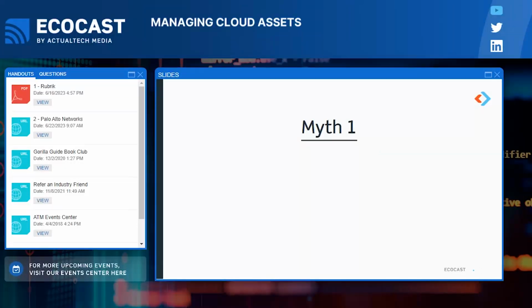Here we go. Myth number 1. The platform protects my data, so I'm safe. Now, this is a really common myth about cloud security. Lots of folks think that the cloud provider is responsible for everything and that organizations can simply outsource their security to the cloud provider and then just kind of relax. Well, let me tell you something. This myth needs to be killed with fire.